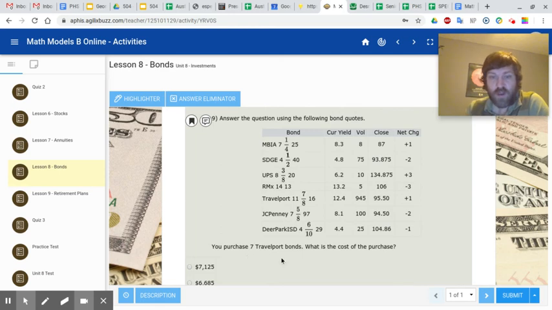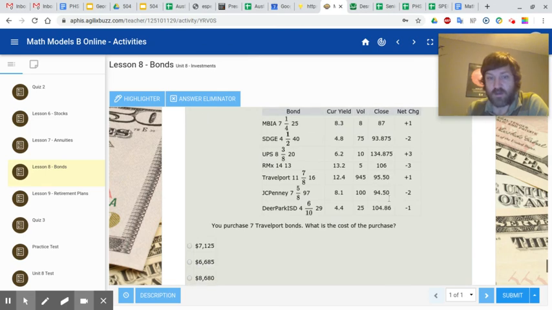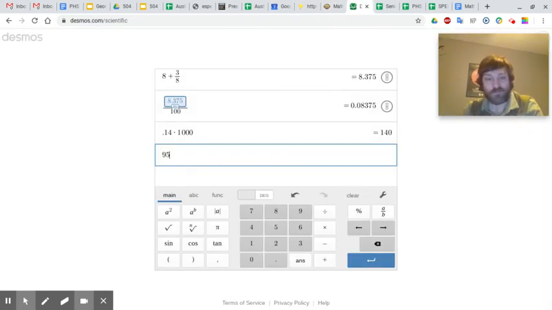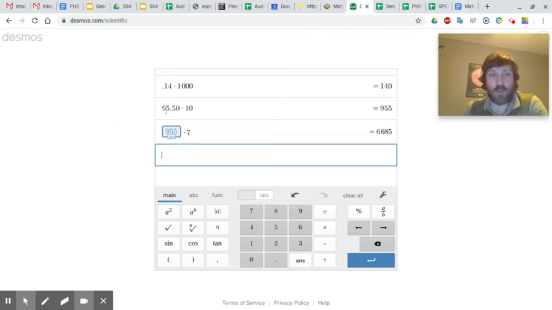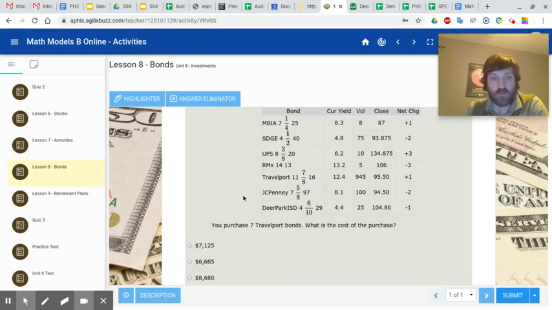You purchased 7 Travelport bonds. What's the cost of the purchase? So we're going to take this 95.50. We're going to multiply it times 10, and then we're going to have 7 of them. So we have 95.50 times 10 times 7. Oops. Answer times 7. Because remember, we have to adjust this closing price by 10, and then you have 6,685.